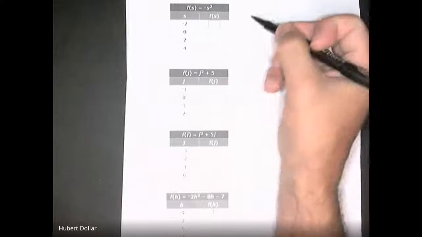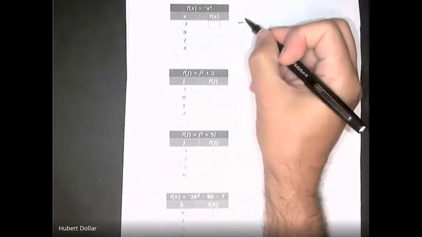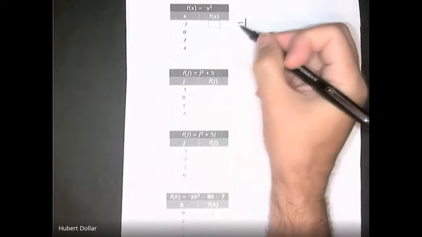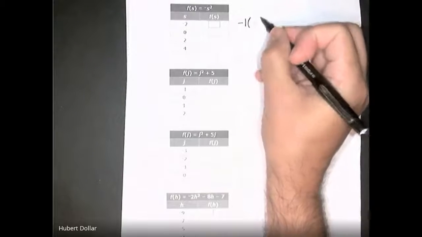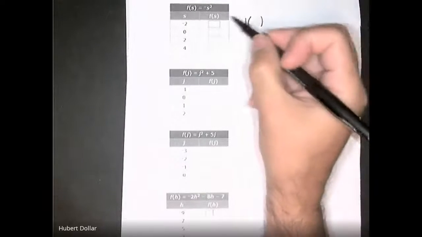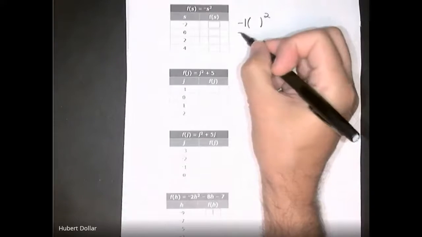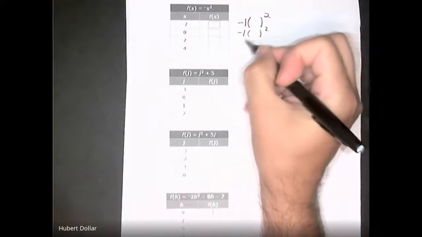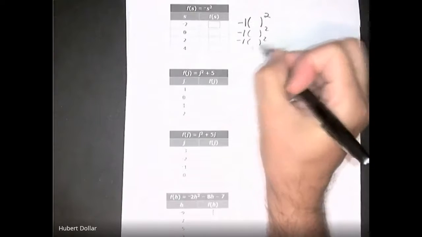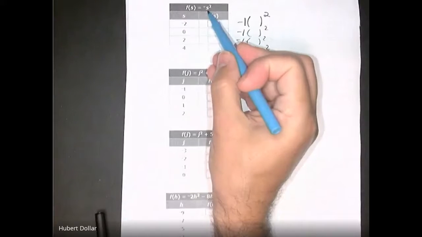So that is a negative x, so we're going to write in a negative, that means negative 1, because there's an understood 1 there. In place of the variable, we're going to put a parentheses and then a square. Negative 1, parentheses, squared. So now I will go in and replace where the variable was with the number.